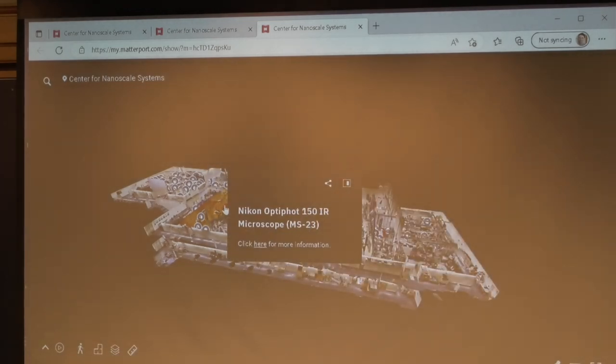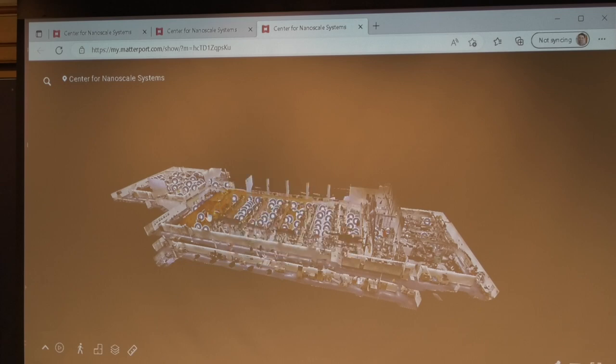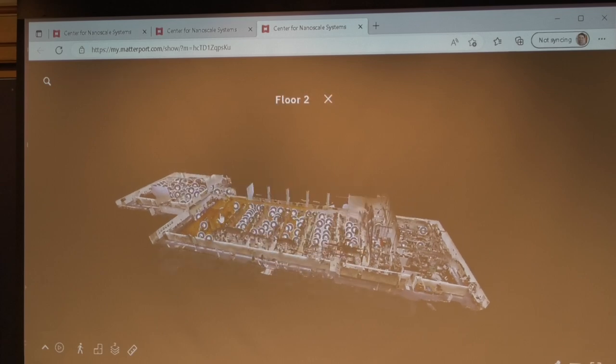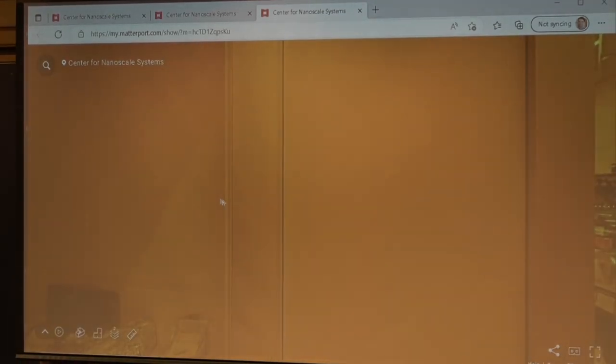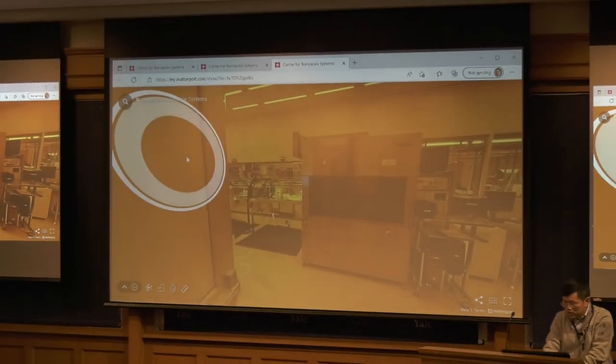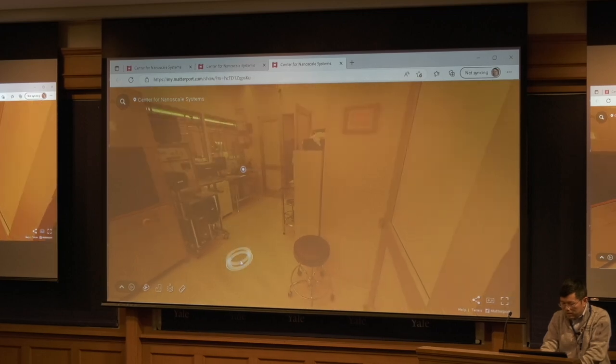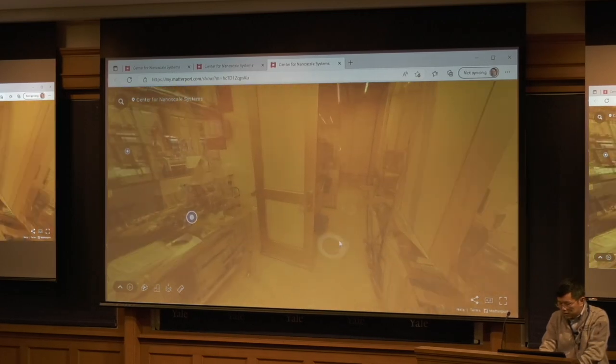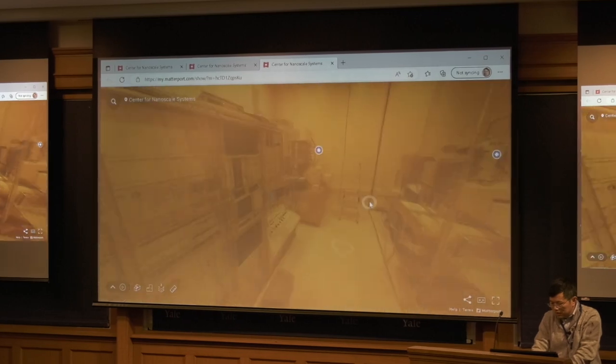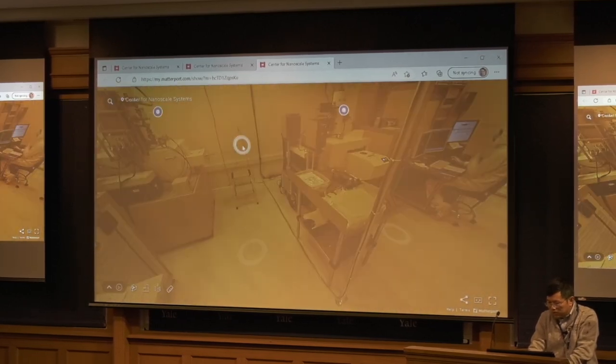During the pandemic, there was not much traffic, so we made this kind of virtual tour. Okay, let's go inside. That's our EBL. Now let's go into the EBL lithography room.